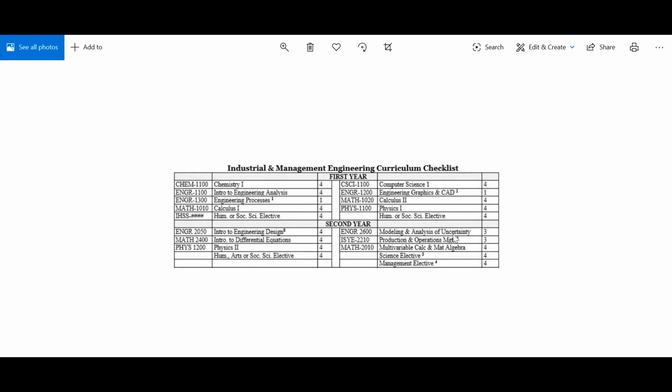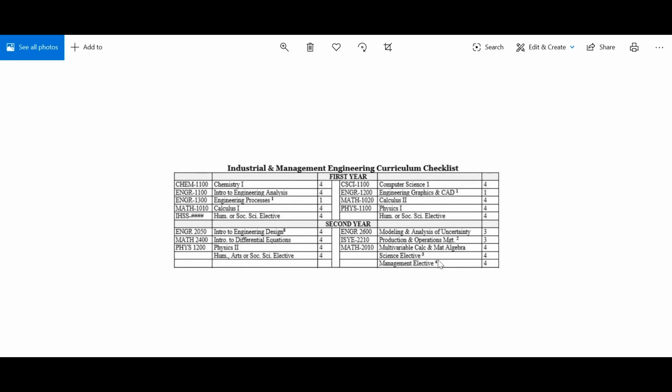Then, during the second year, you have ENGR 2600, or Modeling and Analysis Uncertainty. This is an important course with the IME curriculum, and it's actually a prerequisite for other courses you take later. It is the Statistics of Engineering. Next, you'll take your first ISYE course that is 3 or more credits, as most are here. So you've got Product and Operations Management. Then you'll take your last math class, which is Multivariable Calculus and Matrix Algebra.